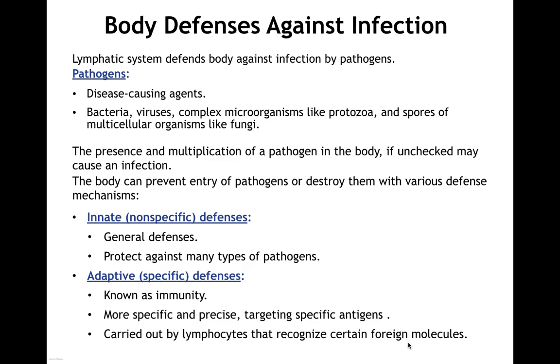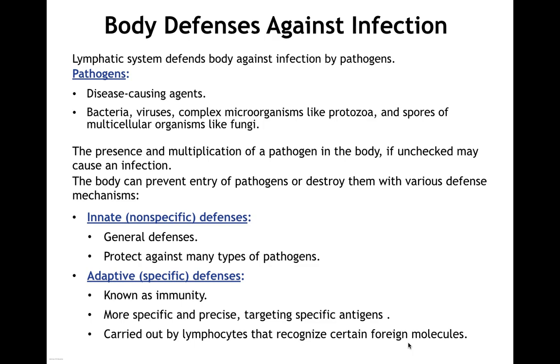Really the highways that these cells we're going to talk about now use to move from place to place, the lymph nodes and the lymph vessels. That's a very extreme over exaggeration, but you can think of it that way. Now we're going to look at the cells that protect us, the cells and things that protect us against infections.